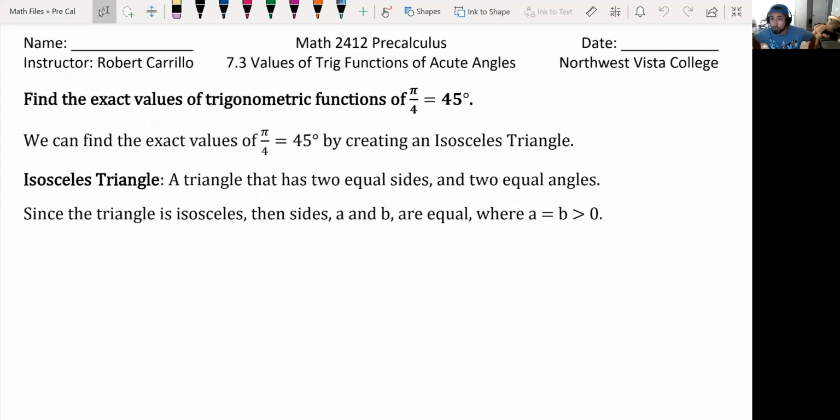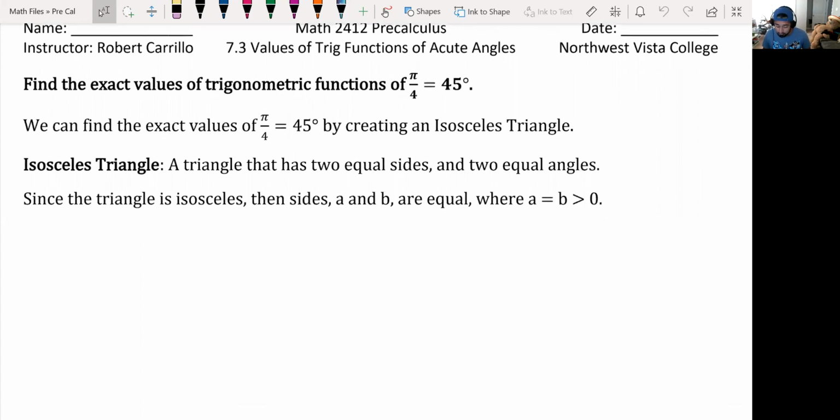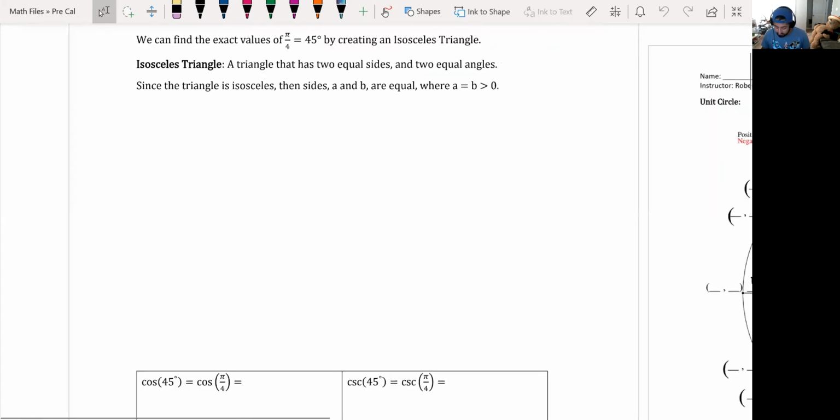Okay, so we'll first start by finding the 6 trig values at pi over 4 radians or 45 degrees, since they are equivalent. And the way we do this is by creating an isosceles triangle. If you don't know what an isosceles triangle is, well, there's the definition: a triangle that has 2 equal sides and 2 equal angles. And since the triangle is isosceles, then sides A and B are equal and greater than 0, of course. Okay, so that's how we're going to start off.